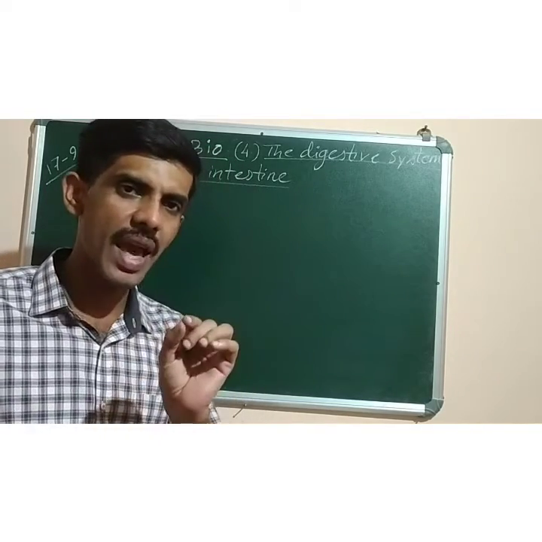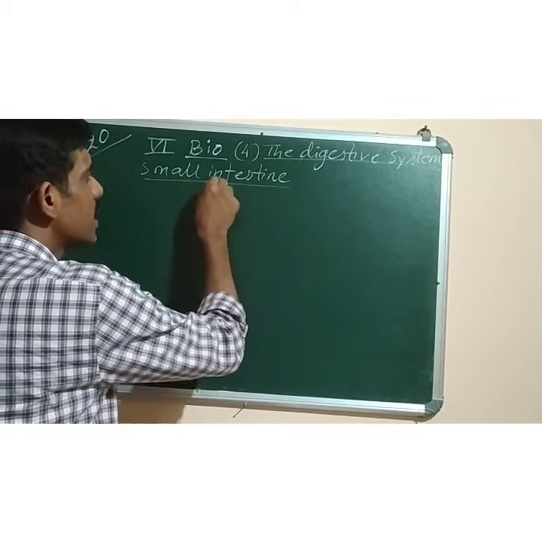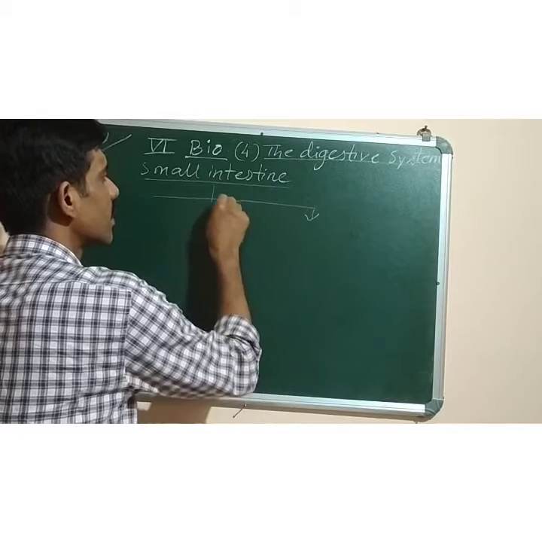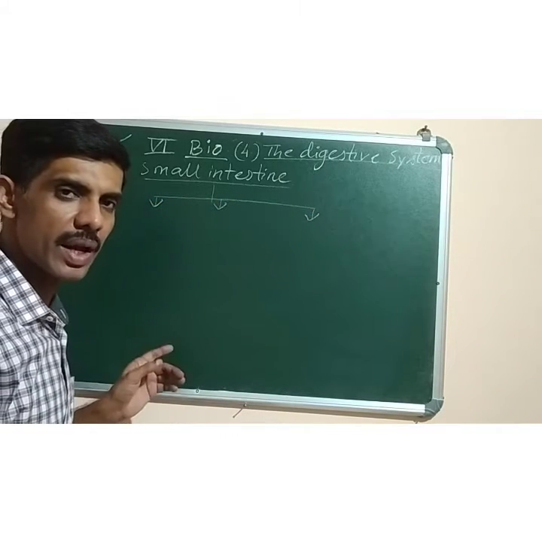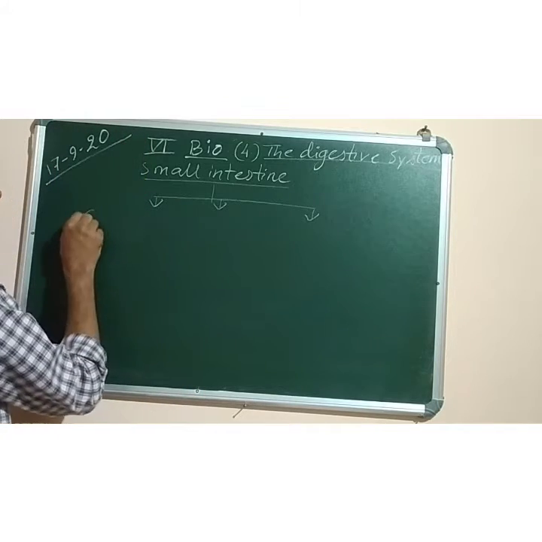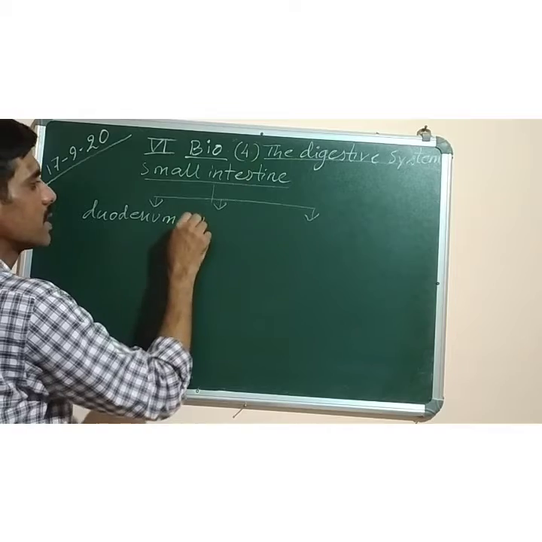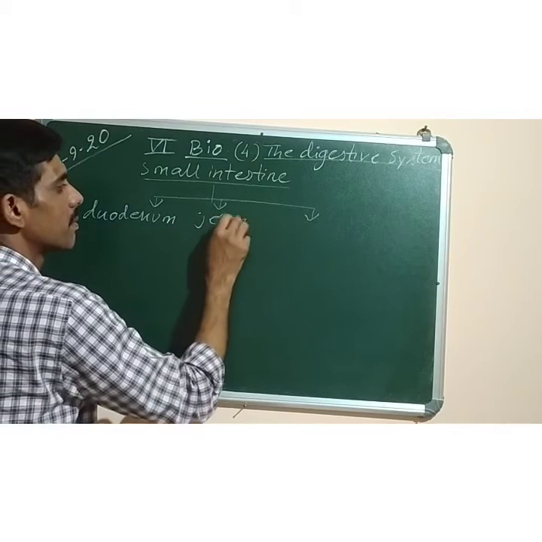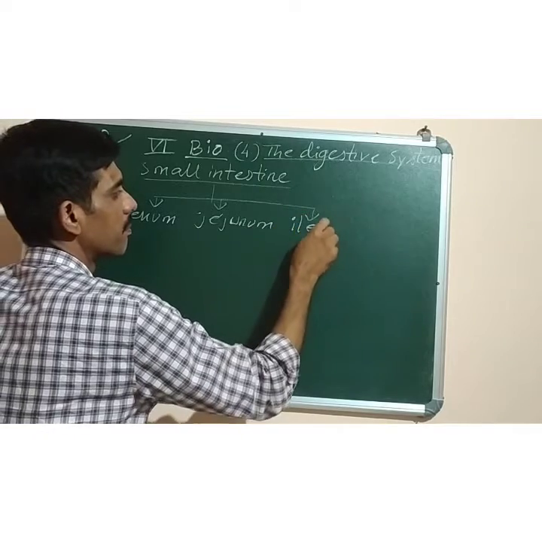It is a very narrow and extremely highly coiled tube, and it is divided into three parts. What are they? The three parts are duodenum, jejunum, and the last part is ileum.